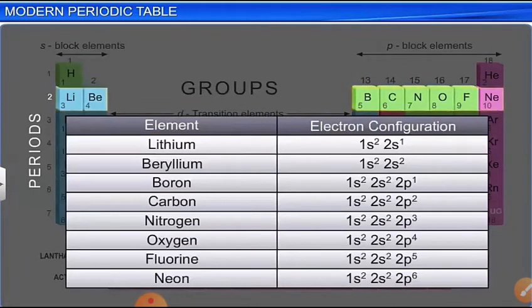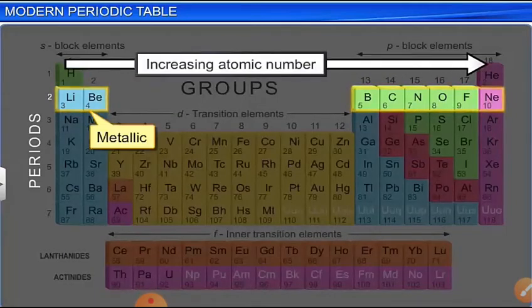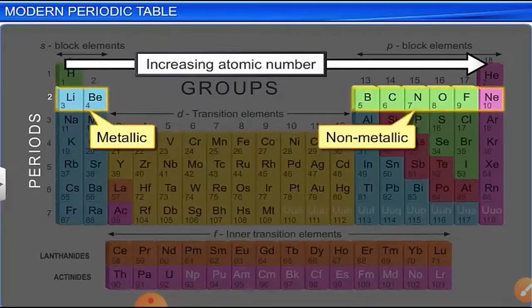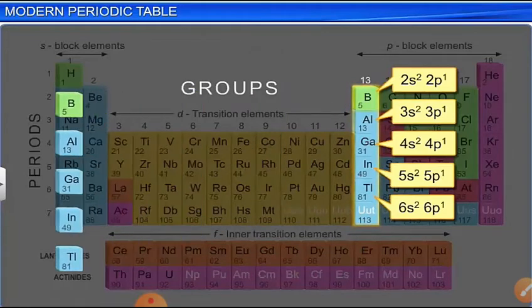Now, when you see the configuration in a period, the electron is added into the same principal shell. So, from lithium to neon, the electron is added into the second shell, but a different subshell. And from left to right, what happens? The atomic number increases, so the metallic property decreases and the non-metallic property increases. And down a group, the number of electrons in the outermost shell remains the same, only the outermost shell changes.